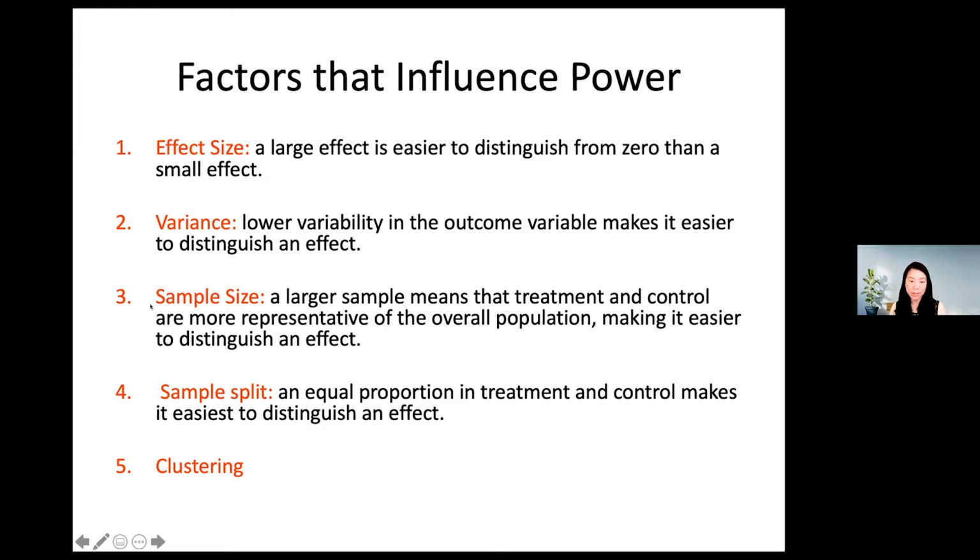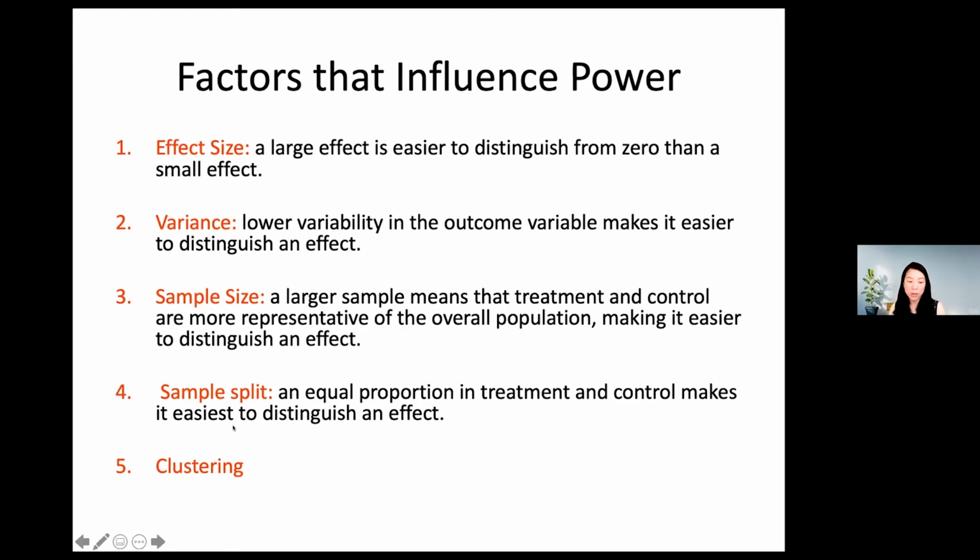And of course, the sample size. A larger sample means that the treatment and the control group are more representative of the overall population and makes it easier to find an impact. And also the way you split your sample. Usually when we do a randomized control trial, we split the treatment and control group into 50 and 50. So half goes to the treatment group and half goes to the control group. Equal proportions make it easier to distinguish an effect.